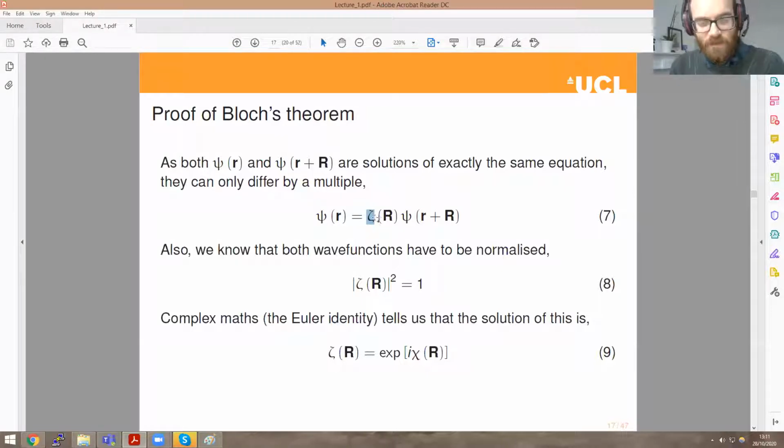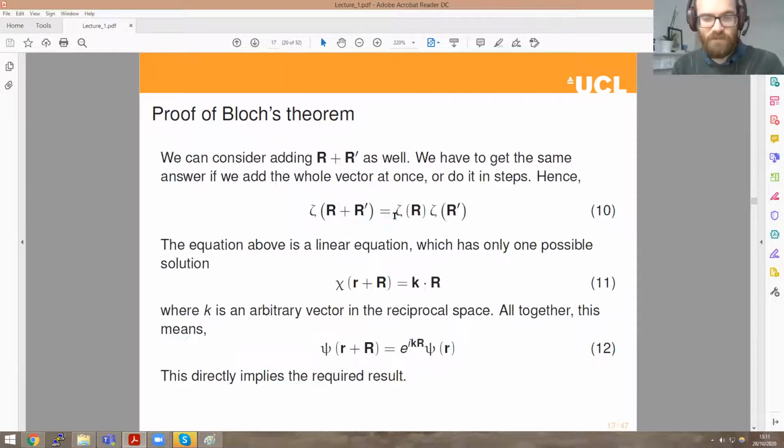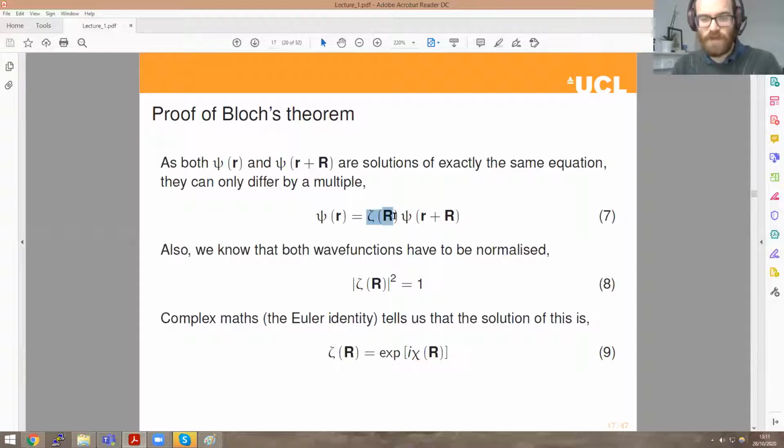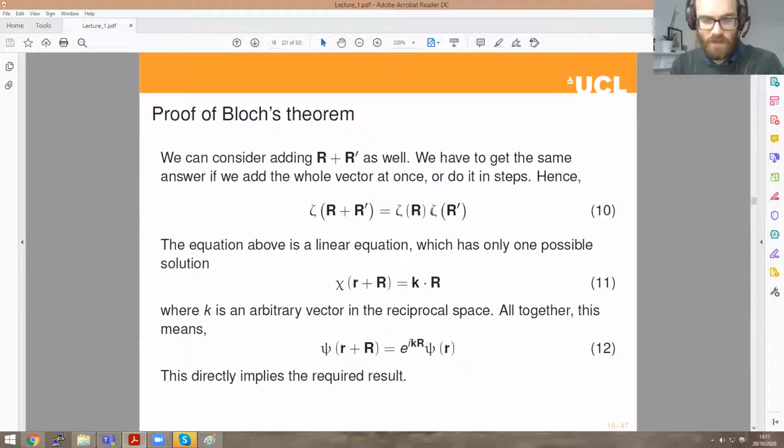So if I was to apply just one shift big R, it would multiply this function by this function that depends only on big R. I'm just saying that if we do this procedure twice, then it should be the same as if we've just added the big vector R that's made up of the two components, R and R prime. So the relationship has to hold whether you just add that vector in one go or whether you add it in two parts. Is that any clearer?